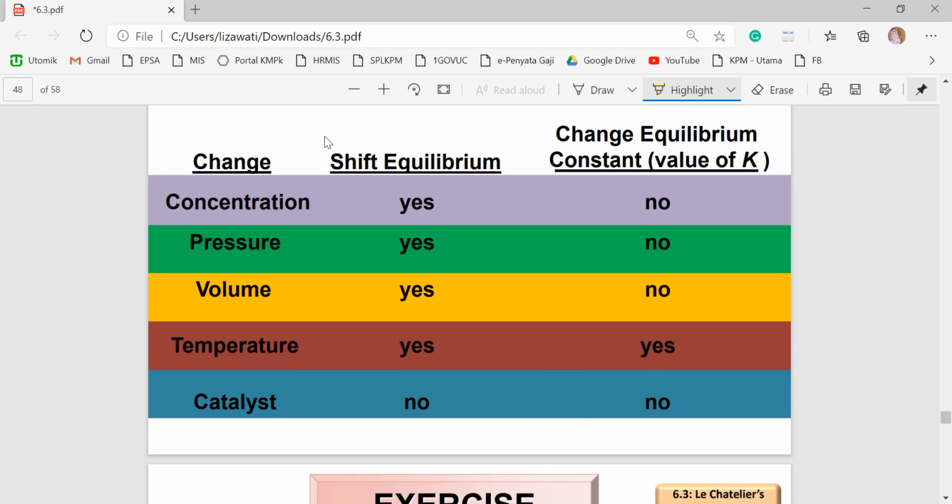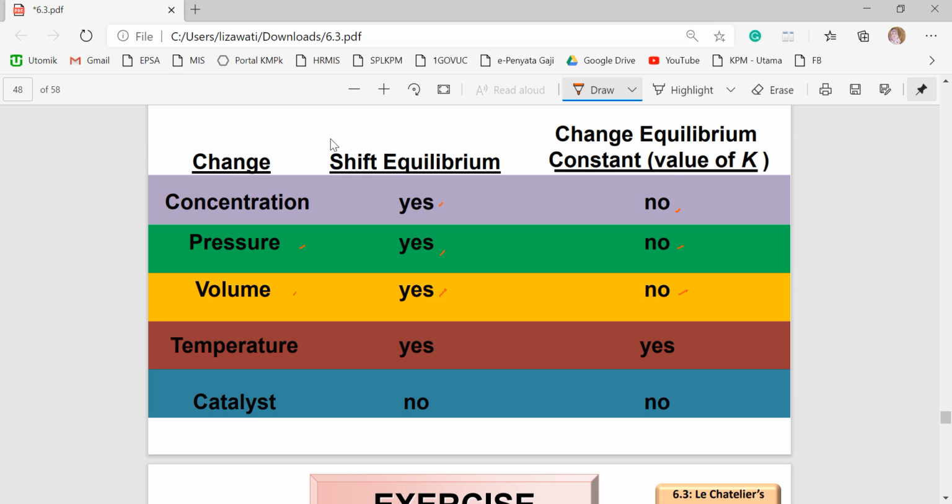So what should you remember? These are all the factors that affect equilibrium, referring to the Le Chatelier principle or the disturbance. If there are changes in concentration, pressure, and volume, there is a shift in the equilibrium direction. However, there is no change to the value of K.